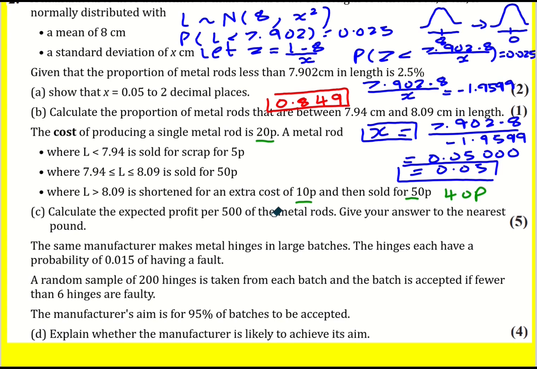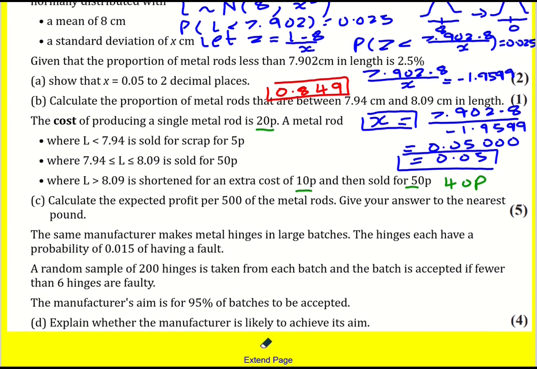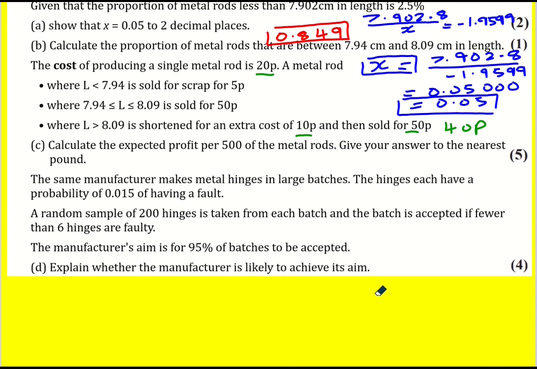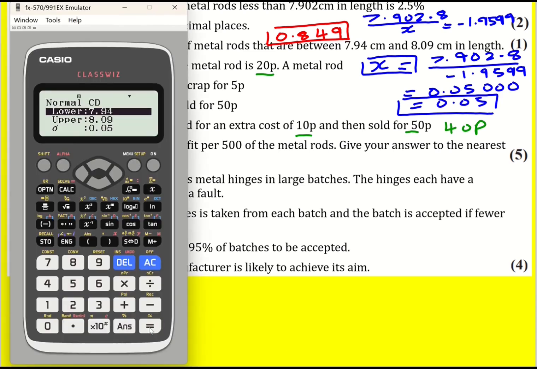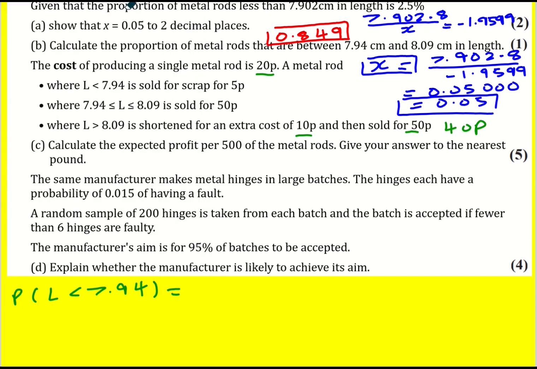So if I knew that, say, 100 rods were being sold for less than 7.94, I'd just do 100 times 5. So we need to work out the proportion that we expect to sell and then times them by the price that they're sold for. So let's do less than 7.94, probability L lower than 7.94. Now I can just put my upper limit as 7.94. We get 0.1150.